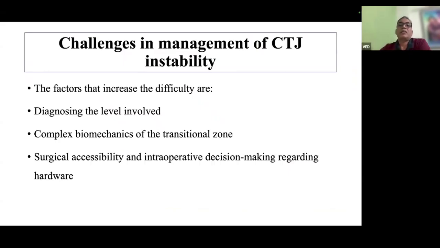A special situation is cervicothoracic junction instability, where the injury is at C7-T1. The construct will include the lower cervical and upper thoracic spine. The factors that increase the difficulty are diagnosing the level involved, complex biomechanics of the transitional zone, surgical accessibility, and intraoperative decision making regarding the hardware. First we should access from the anterior approach, then go posteriorly.